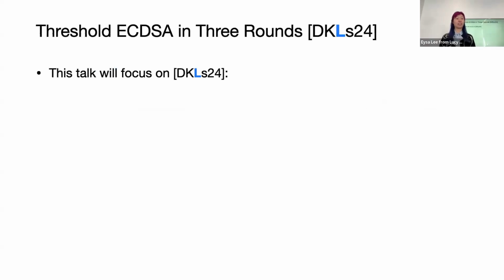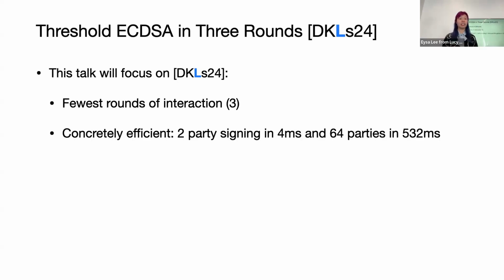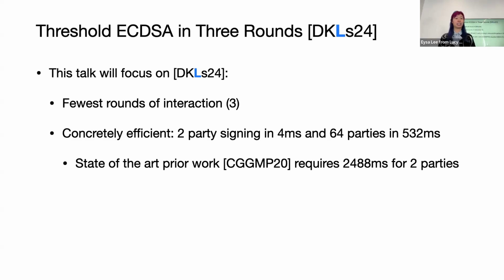So this talk is going to focus on my most recent work, DKLS 24, which is titled Threshold ECDSA in 3 Rounds. As we put in the title, this requires 3 rounds, which is the fewest rounds of interaction for this line of work. And it's concretely efficient. For 2 parties, it only takes 4 milliseconds to produce a signature. For 64 parties, 500-ish milliseconds. And for context, the state-of-the-art prior work requires nearly 2,500 for 2 parties. So you can see that this is a very concretely efficient protocol.